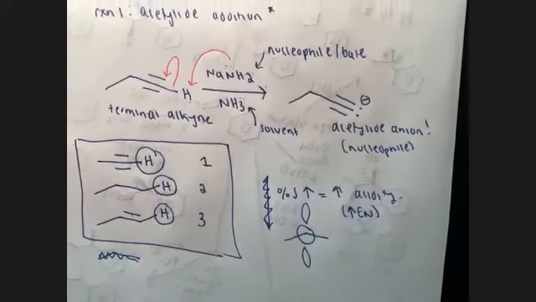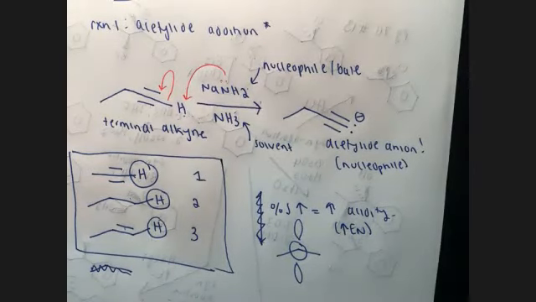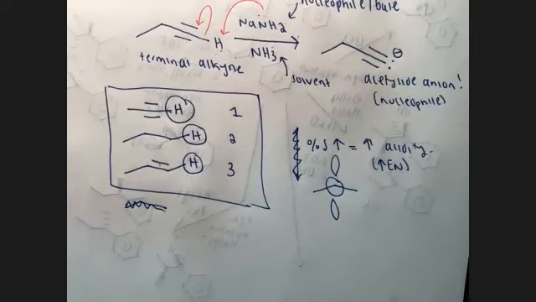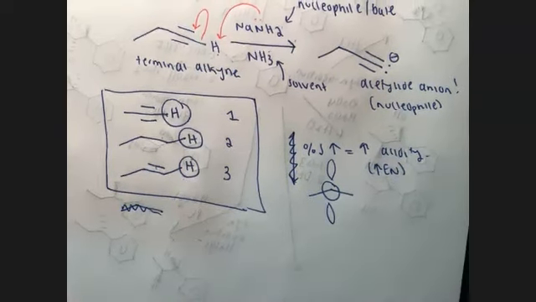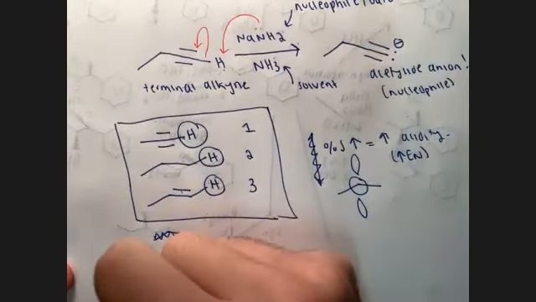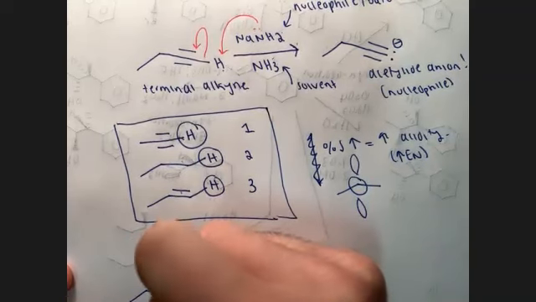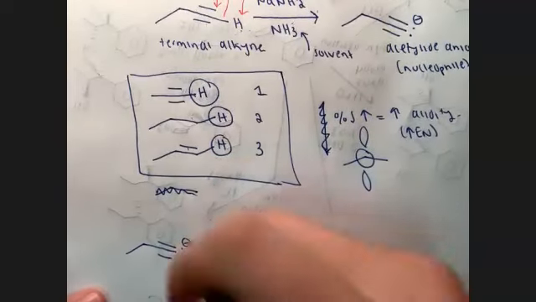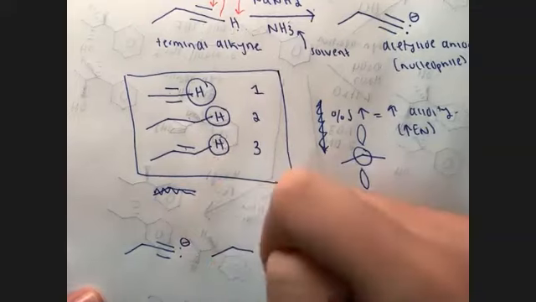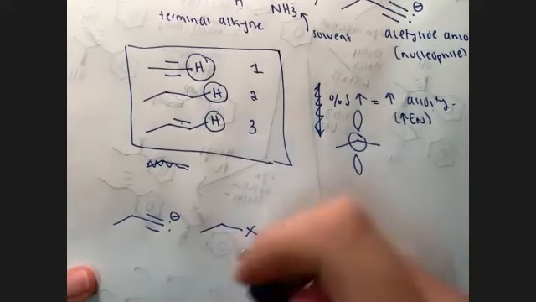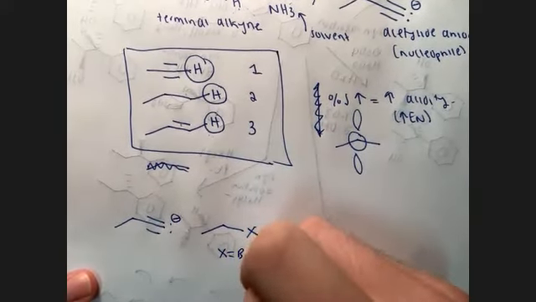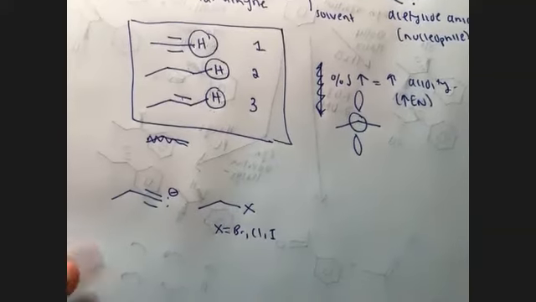Is anybody confused or want to ask anything up until this point? Awesome. Okay, so that's the first step. And then the second step is typically you're going to take this acetylide anion, something like this, and subject it to some sort of haloalkane, so let's just call it X. This X could be bromine, chlorine, iodine, any of those guys.